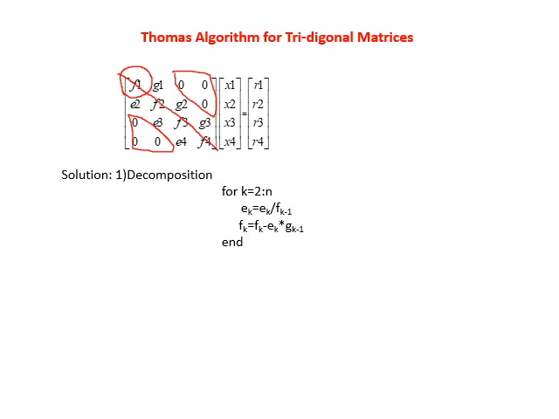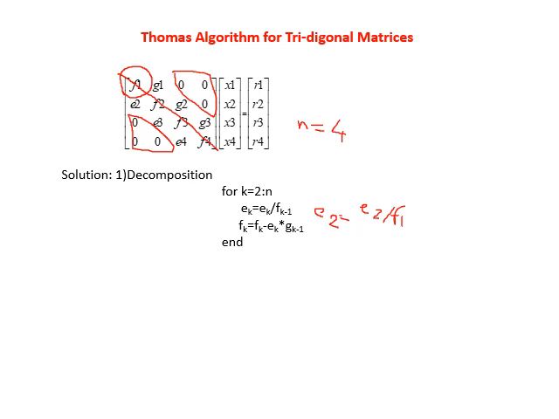The first step is decomposition. Here in this particular case we have n equal to 4, so there are 4 equations. For k running from 2 to n, that is for k equal to 2, 3 and 4, we are going to have ek equal to ek upon fk minus 1. That means if you consider k as 2, then we can write e2 equal to e2 upon f1. This particular element e2 is modified as e2 upon f1.